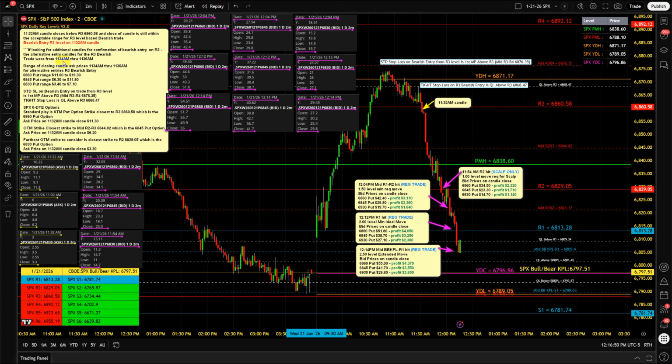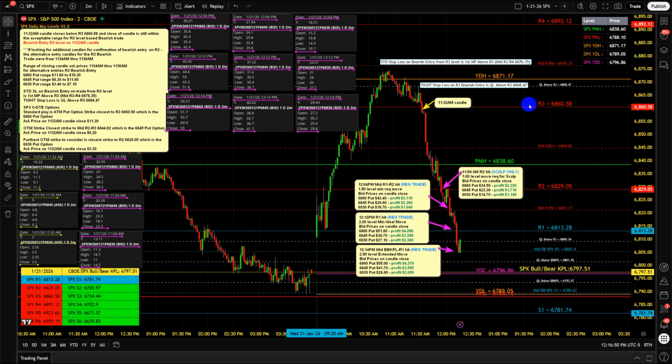So here we have the 11:32 a.m. candle closing below R3, 68.58. The candle is still within the acceptable range as we talked about earlier in the session. So this candle here is also within the acceptable range, and this candle here is also within the acceptable range, and this candle here as well.